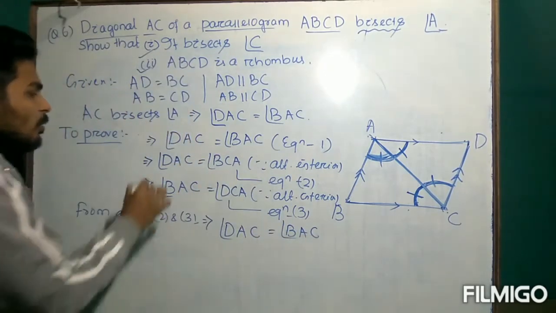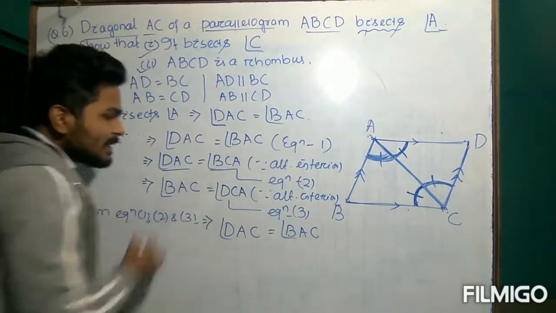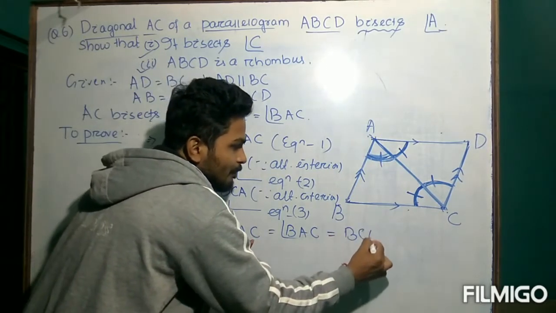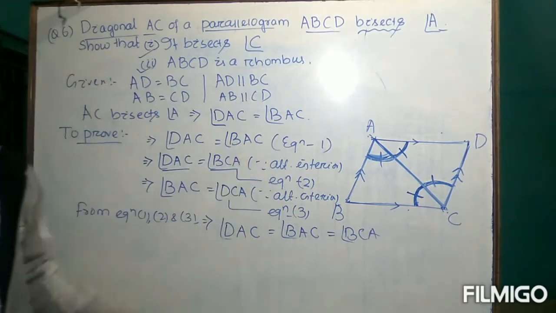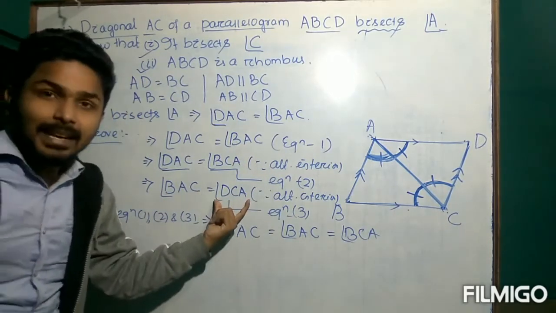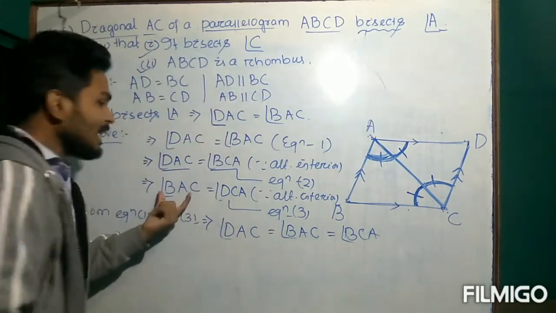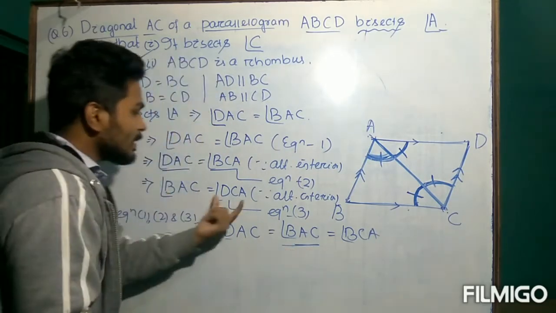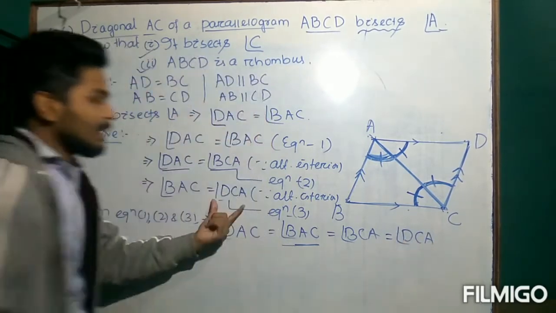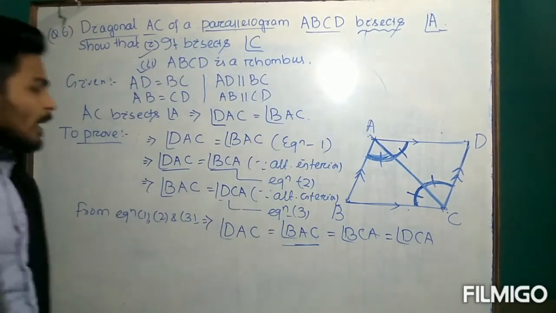In equation 2, we found that DAC is equal to BCA. So we can write DAC is equal to BCA because we have found it from equation 2. Again, in equation 3, we have found BAC is equal to BCA, right? So BAC means this one, BAC is equal to BCA. Is it clear?